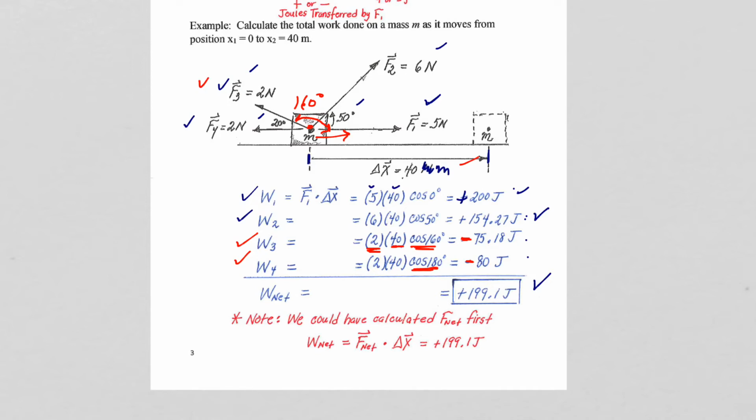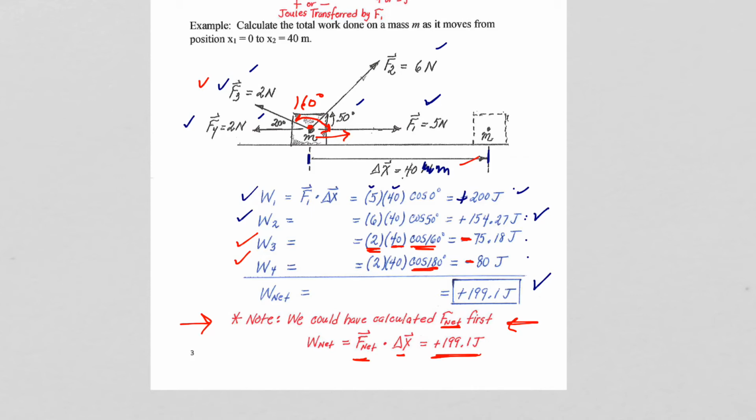However, if all you want is the net work, it is sometimes more convenient to first calculate the net force, and then you can just do net force dot delta x, and that will also give you positive 199 joules. And I invite you to try that, whether you do your tip to tails, or even just do it in x hat and y hat. Calculate a net force value and do F dot delta x. It absolutely does work out.